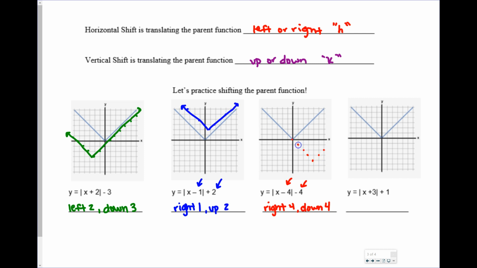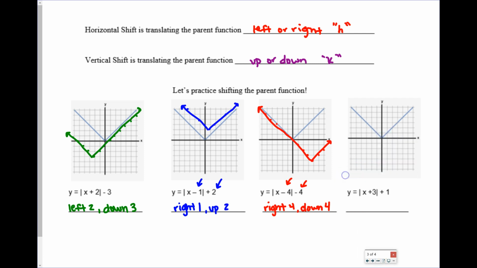Make my lines, my slopes. In this case, the two lines overlap on the parent function. That's okay. That doesn't really matter. I just want you to be able to see that the parent is that starting V in the very middle.